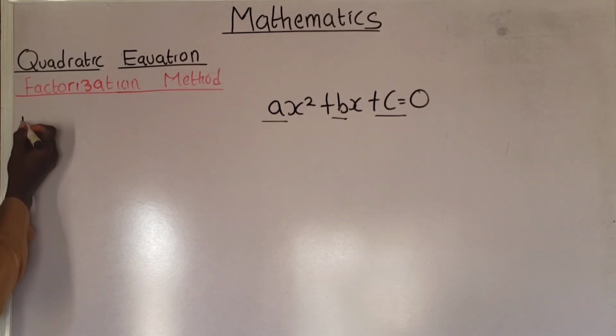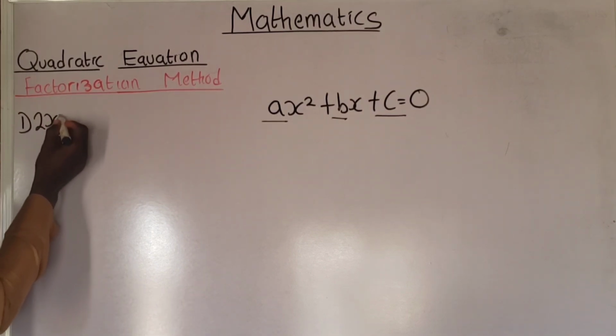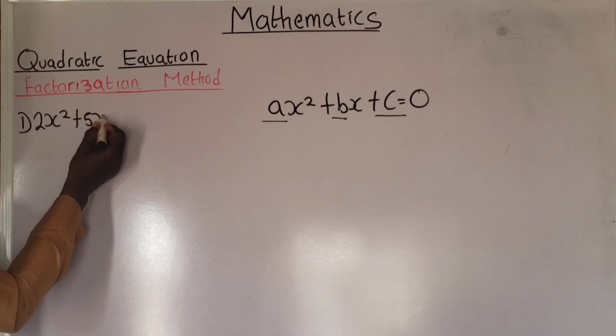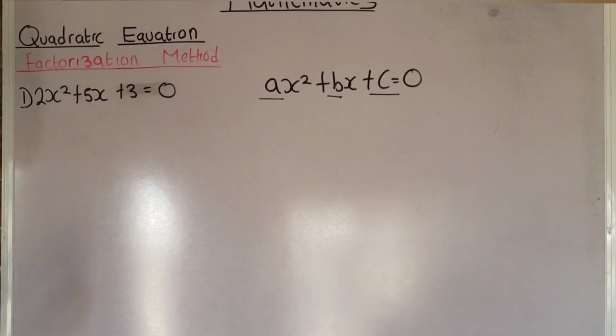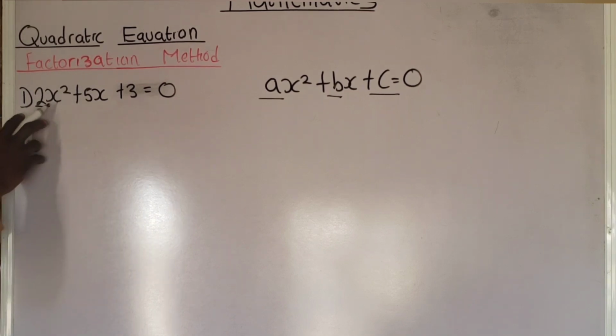2x squared plus 5x plus 3 equals 0. In this quadratic equation, A is not unity because the value of A is 2. A is the coefficient of x squared and B is the coefficient of x. C is the constant term. If A is unity, the coefficient of x squared will be 1.